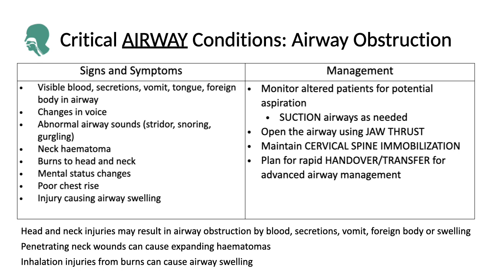So we have to look for any visible blood, secretion, vomitus, swelling of the tongue, or presence of a foreign body. Note any change in the patient's voice or abnormal airway sounds like stridor, snoring, or gargling. We look for neck hematoma or any injury in the face and neck, and look for features of burn in the head and neck. Also assess the mental status.